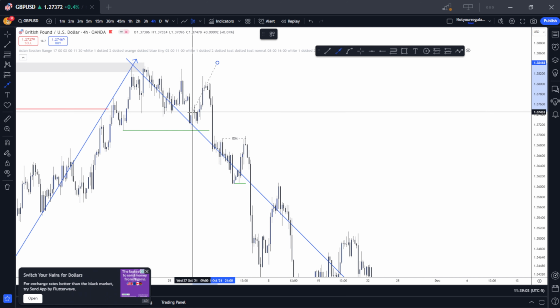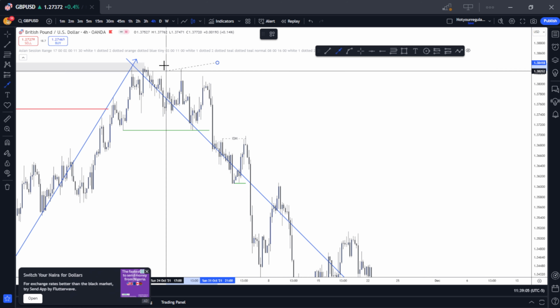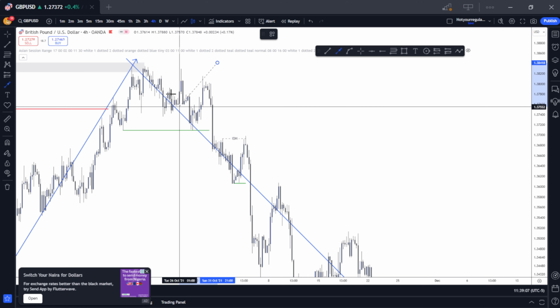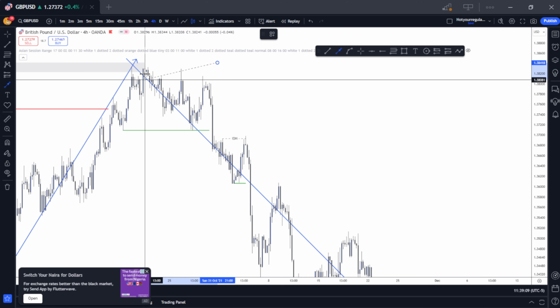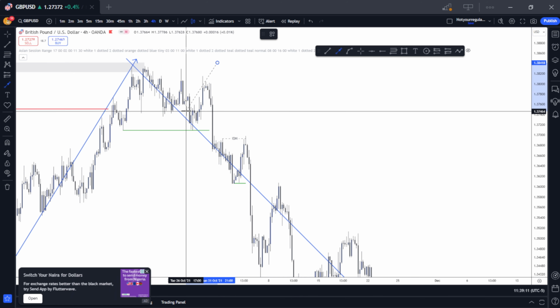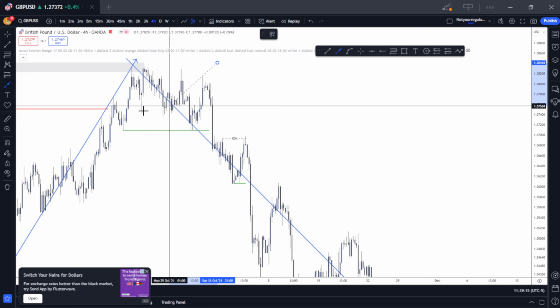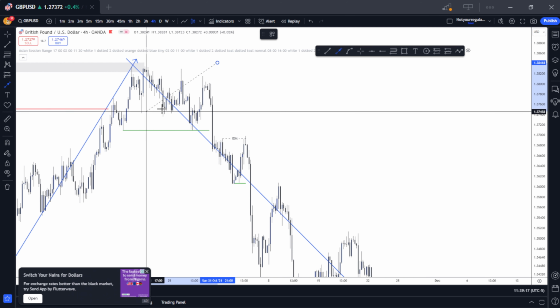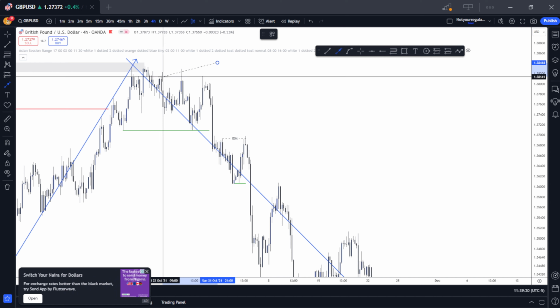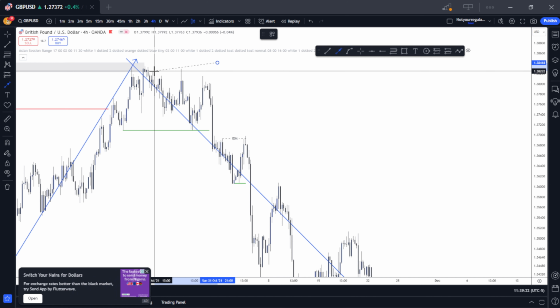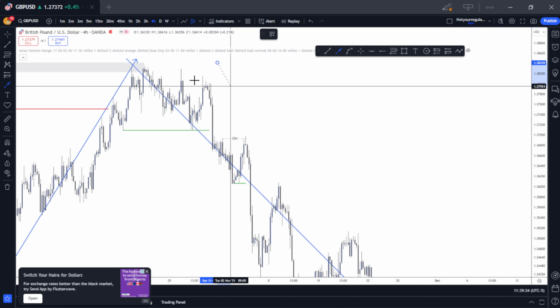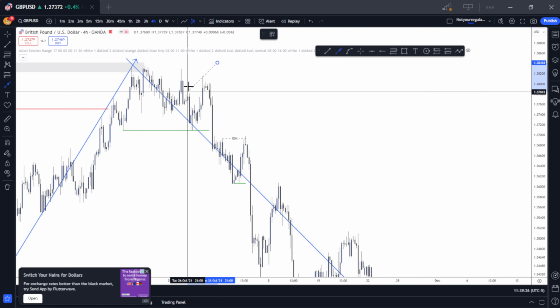Why didn't I mark all this structure right here? Well, I didn't mark all this structure because all this was just internal structure. Maybe on the 1 hour, this would be a BOS here, another BOS here, an inducement here, mitigate the right order block, sell. There are setups inside here, but this is on the 1 hour.